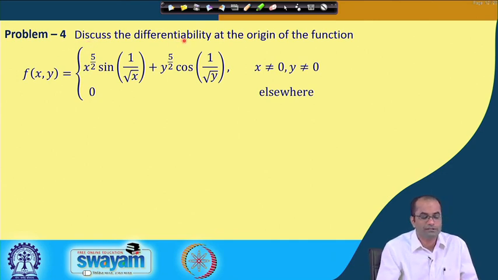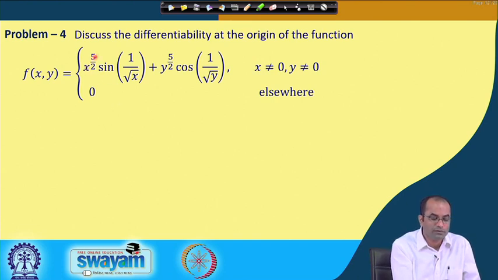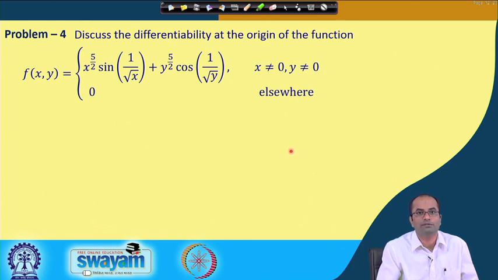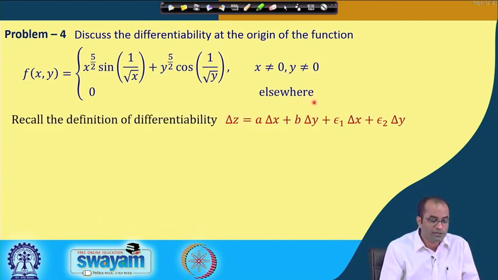Another example which discusses the differentiability, again at the origin, of this function: x power 5 by 2 and the sine of 1 over square root x, plus y power 5 by 2, and then we have cos of 1 over square root y, and this is defined for x not equal to 0 and y not equal to 0, and this is 0 elsewhere. So, again we can directly use the definition of differentiability, which is much easier in this case because of this special structure.